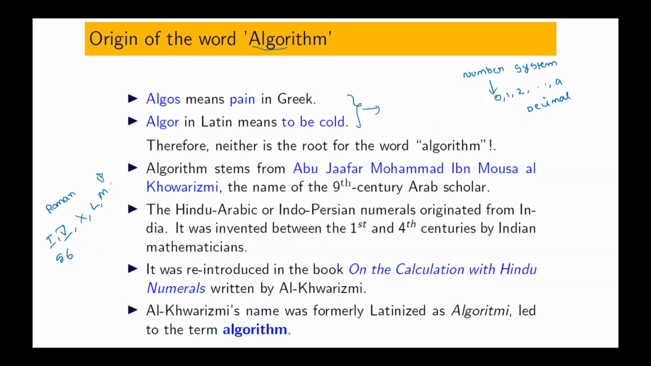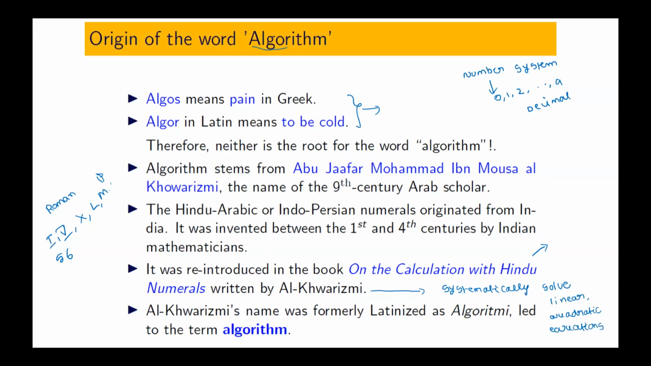Al-Khwarizmi, in one of his books on calculation with the Hindu numerals, clearly mentions how to do calculations with these numerals, meaning this decimal system, the digits 0, 1 to 9. And he also clearly explained how to systematically solve linear as well as quadratic equations, a step-by-step procedure.